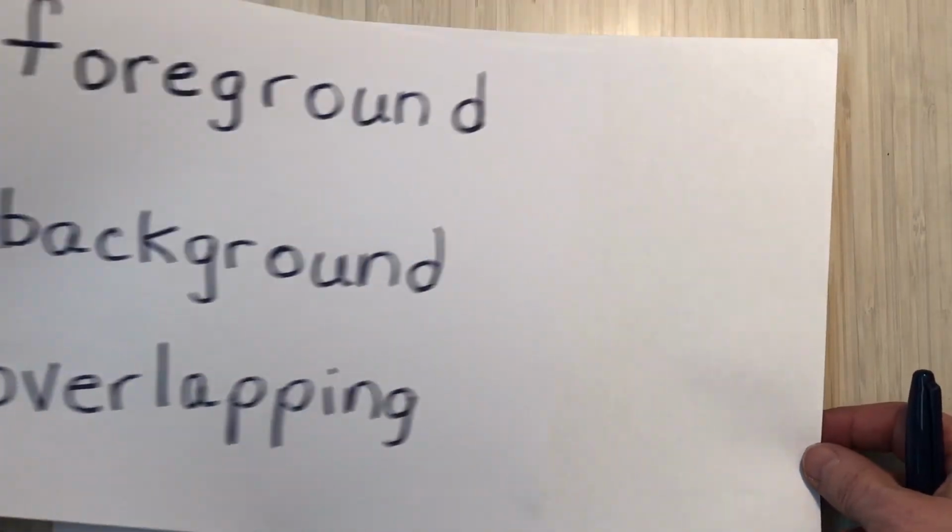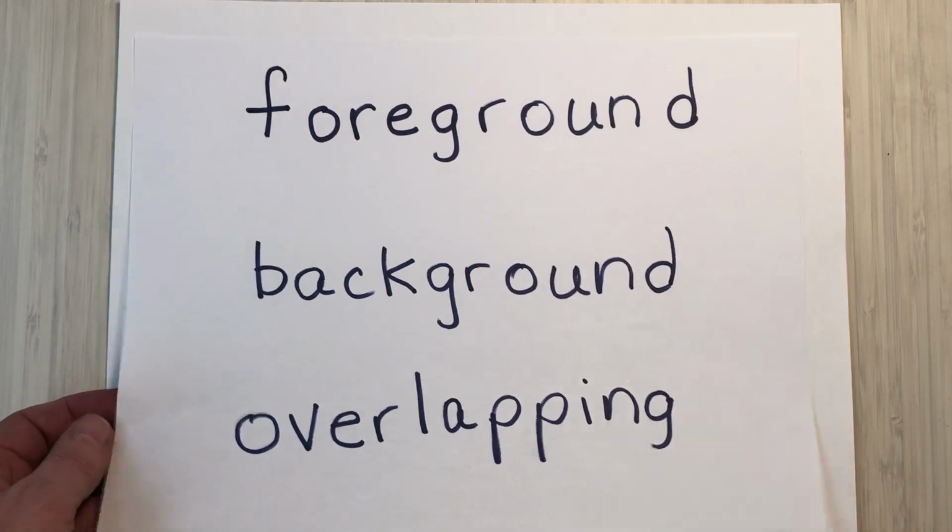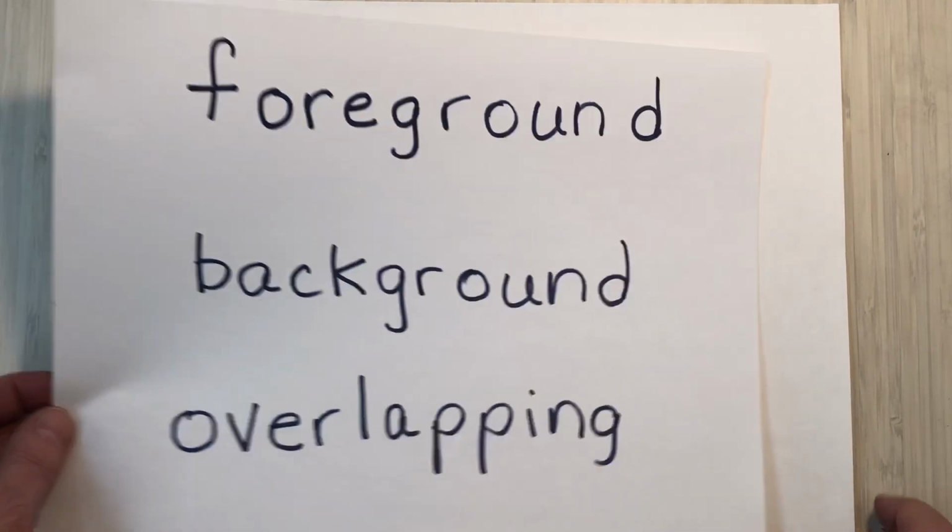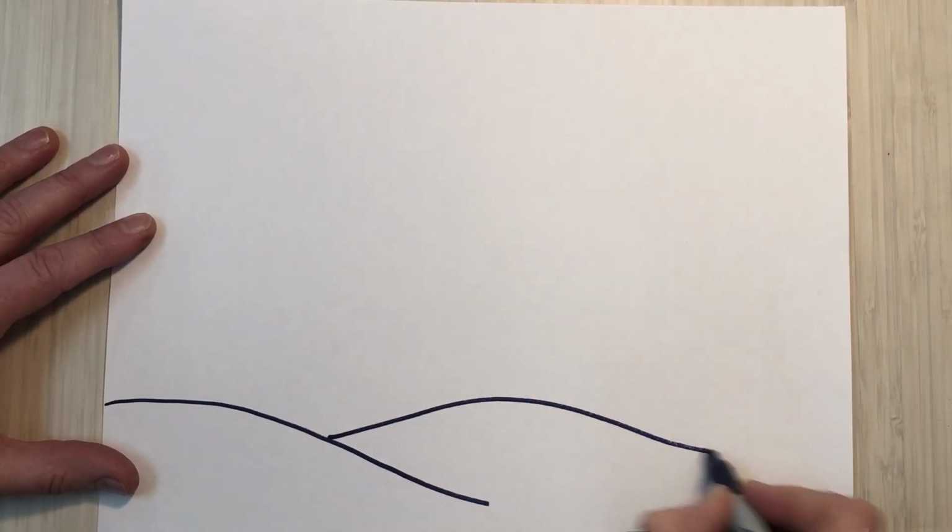So let's look at an example of drawing a cityscape and what those words would look like in that picture, okay? So first of all, we have foreground. Foreground is that part of your picture that you want to look closest to you. So I think in this cityscape, I'm going to just draw some kind of hills in the front. I know it's a cityscape, but that's okay. We can still have some nature. Okay, so this is my foreground because that's the part I want to look like it's closest to me, okay?